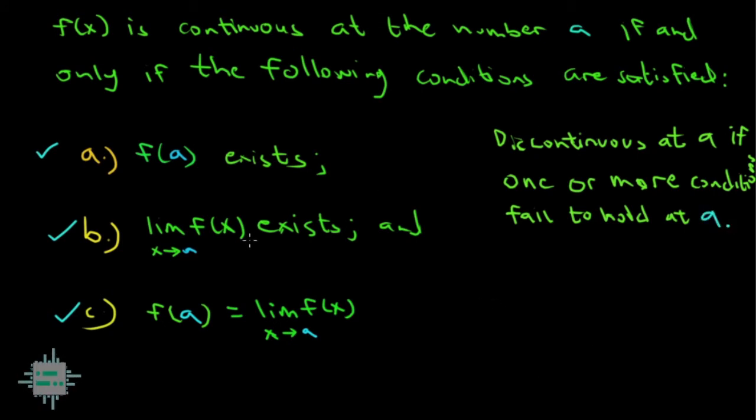Halimbawa, nag-i-exist yung limit, pero walang f of a, hindi na siya continuous. Baligtad naman. Halimbawa, may f of a pero walang limit na nag-i-exist, imposible nang mag-exist yung c. So again, discontinuous yung function na yon at a certain number a. Ano yung iba't ibang uri natin ng discontinuity?